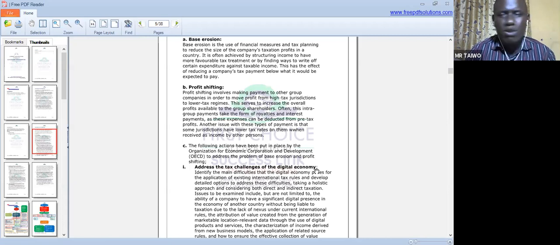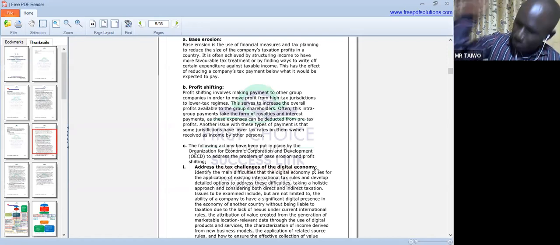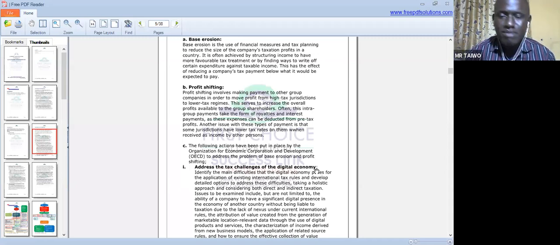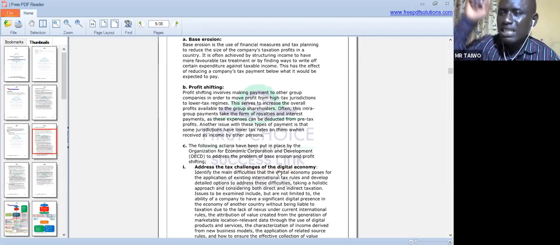So if the economic activity of a country is dominated by these digital activities, it will be easier for the multinationals to transfer goods from their own countries to Nigeria and have money wired to them, also through technology. And the Nigerian government will not be able to track it. That is why the OECD is saying that its members should address the challenges of the digital economy.